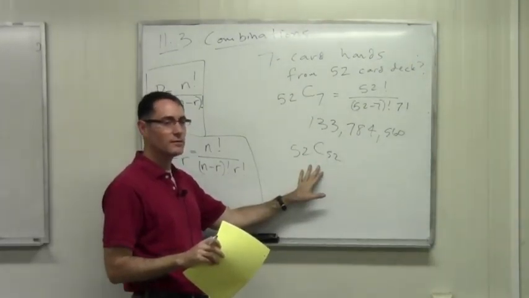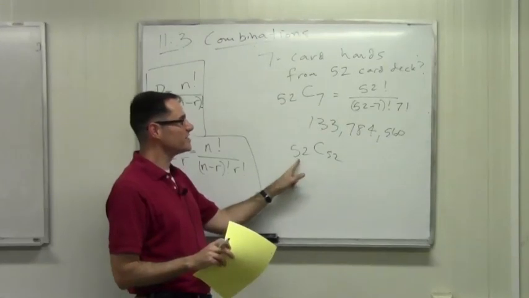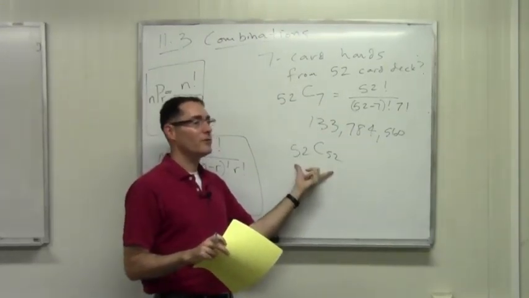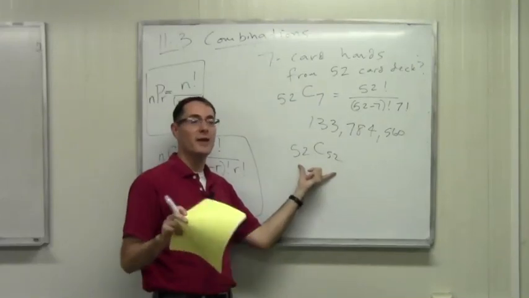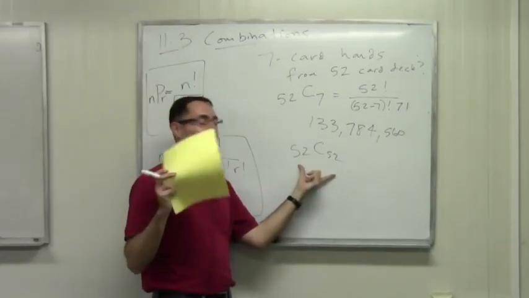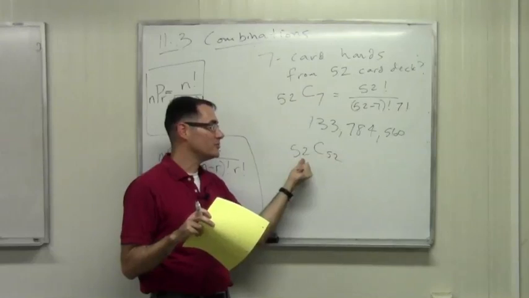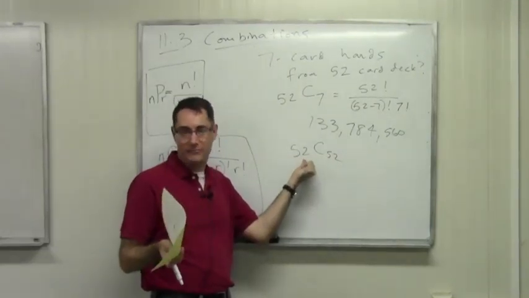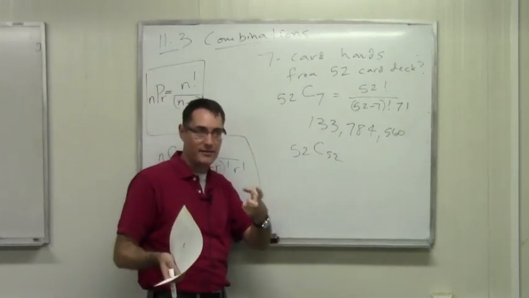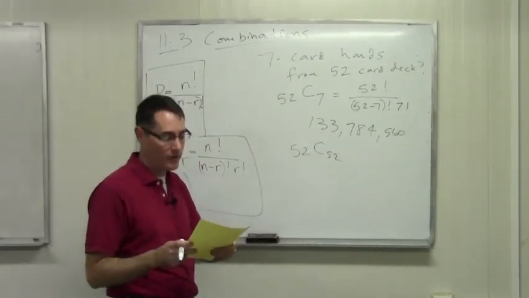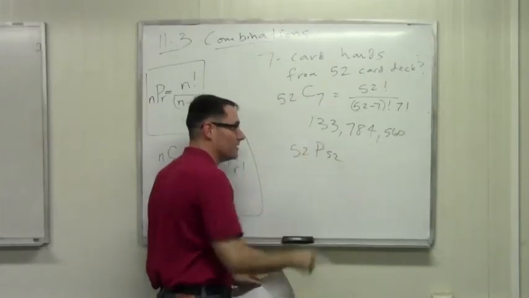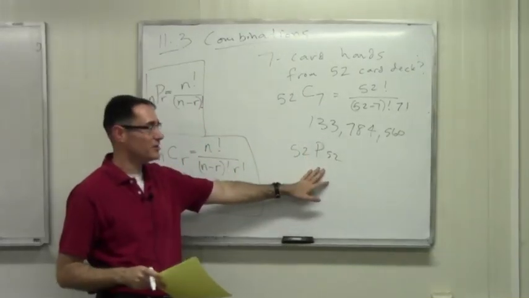What does 52 combination 52 mean? That means how many different ways can you make 52 cards when the order doesn't matter? Well, one, right, out of 52, because there's only one deck. The order doesn't matter. That'll do it, right? If the order did matter, this is what I meant to say, it'd be the permutation. Try to do that.